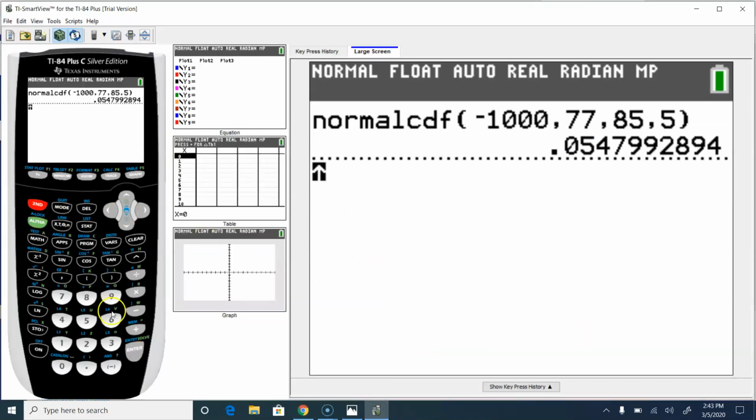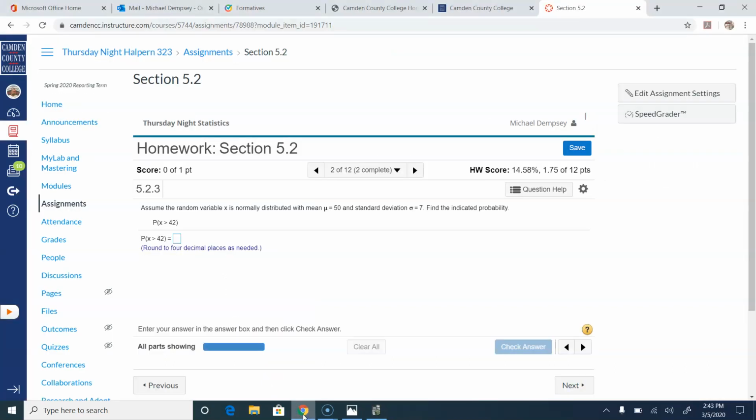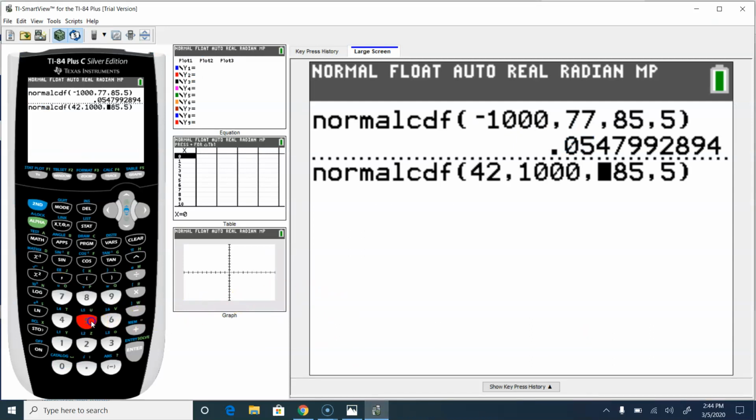So again, I check my parameters, greater than 42, and we got 50 and 7. So if you want to just second enter, so this time 42 is going to be my lower limit. Okay, so we have 42, lower limit, then just pick something really high for the upper limit, like 1,000. Okay, we can go as far as we want there. And then our mean and standard deviation are 50 and 7. We can just delete that last parenthesis so we're not confused.